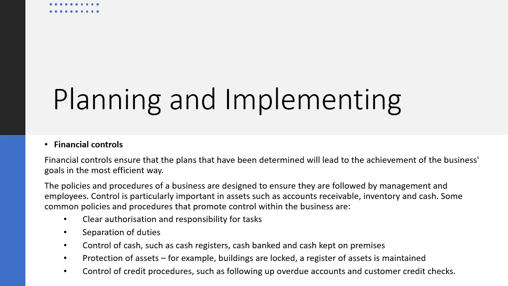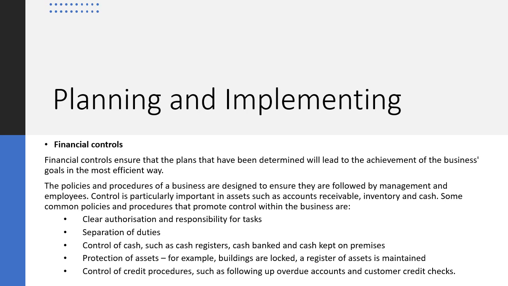And the last one, which is financial controls. Financial controls ensure that plans that have been determined will lead to the achievement of the business's goals in the most efficient way. This is the same thing as we looked at in marketing, where we're looking at controlling the marketing process. So we're controlling what we're doing in regards to the plan, and we're going to make sure that everything we're doing is heading in the right direction. The policies and procedures of a business are designed to ensure they are followed by management and employees. Control is particularly important in assets such as accounts receivable, inventory and cash.